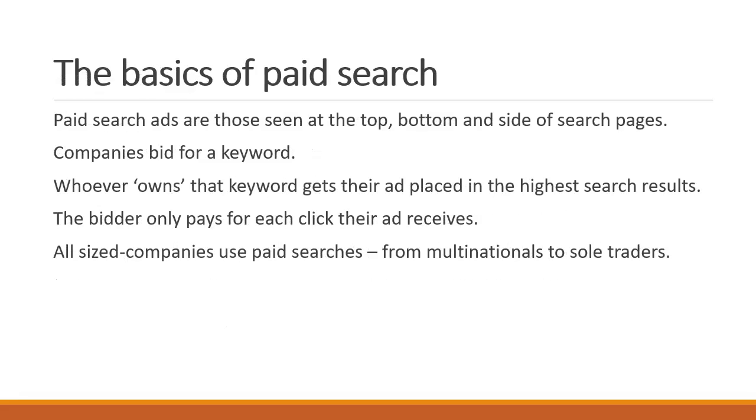Okay, so what are the basics of paid search? Paid search ads are those that are seen at the top, bottom, and side of search pages. Companies bid for a keyword in an auction style. Whoever owns that keyword after the auction finishes gets their ad placed in the highest search results. For example, when you make a Google ad, you have to choose what your highest budget is. So once you top out, that ad will no longer be displayed.